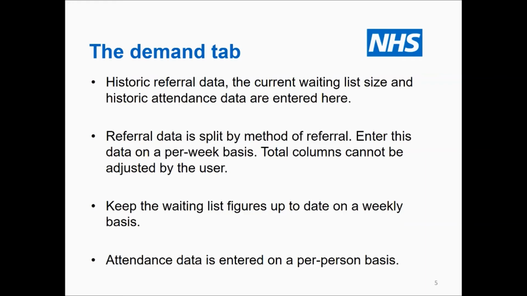Note that total columns cannot be adjusted by the user. Keep the waiting list figures up to date on a weekly basis to ensure that the final sign-off version is based on the most current reported waiting list size. Attendance data can be entered for the last 1 to 3 months of activity on a patient level basis. These values are used to derive the DNA rate. If you have calculated this outside of the model, then this section can be considered optional, although it may be a helpful sense check.